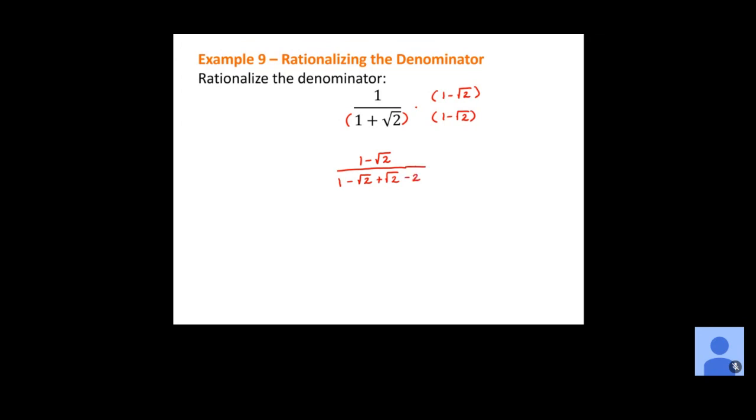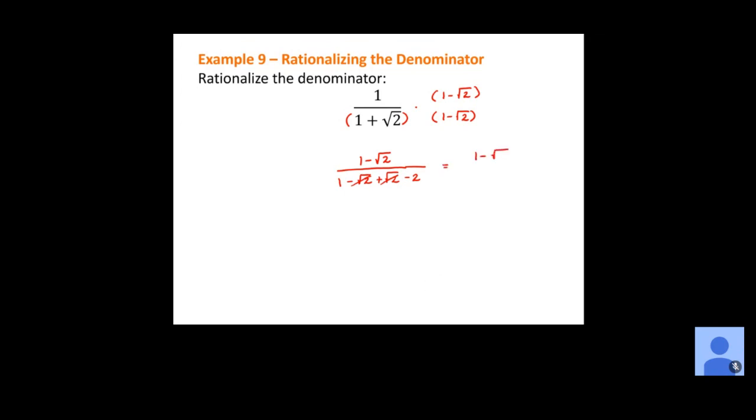So you could say square root of 2 times square root of 2 is square root of 4. Square root of 4 is just 2. Positive times a negative is a negative. Now, once I combine everything in my denominator this time, what are we going to get? Just negative 1. Good, because we have a positive square root of 2 and a negative square root of 2. Those are just going to cancel each other out. And then 1 minus 2 gives us a negative 1.